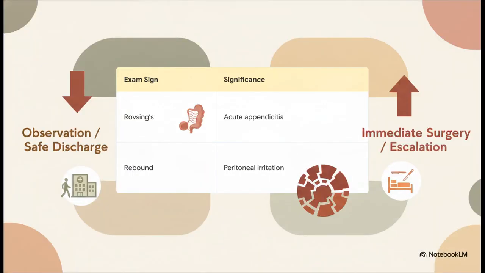For our second drill, looking at an evolving abdominal process, observation is safe when you have stable serial exams, like an isolated Rovsing sign indicating acute appendicitis without peritonitis. But escalation to immediate surgery is required when rebound tenderness or involuntary guarding is present. The clue is peritoneal irritation. That indicates rupture or impending rupture, making conservative observation highly dangerous.